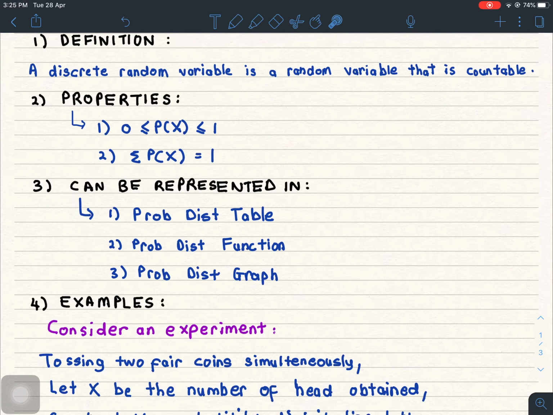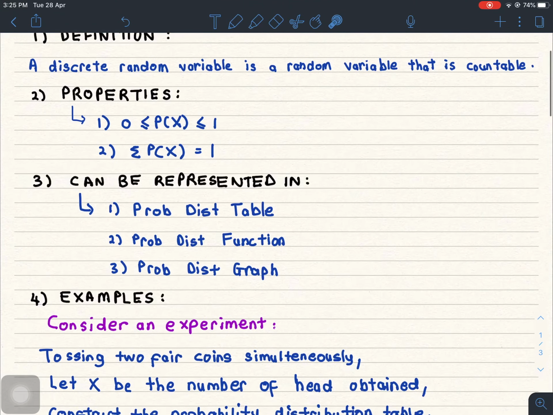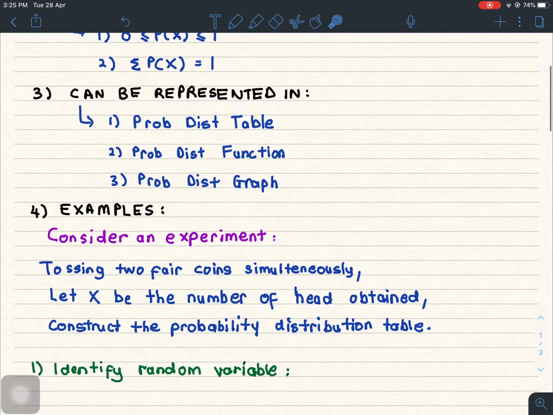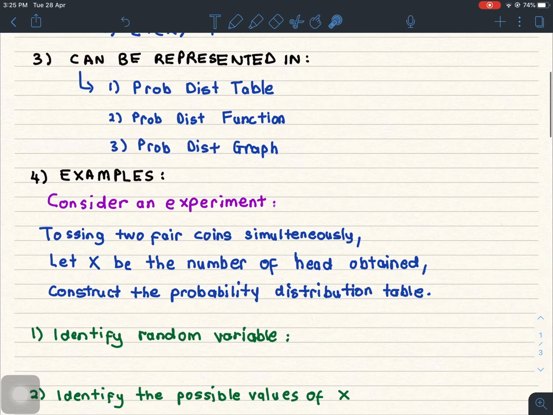Now, discrete probability distribution can be represented in three ways, which is the first one in probability distribution table, and then probability distribution function, and also probability distribution graph. Okay, now let's look at examples on how to actually construct the table, function and graph.